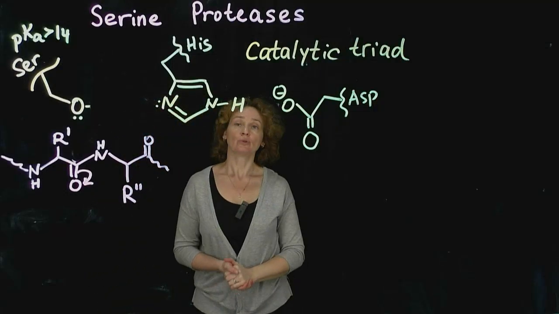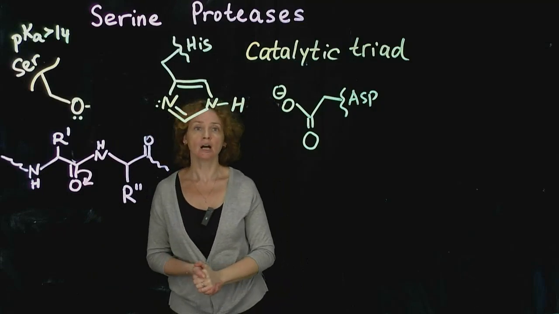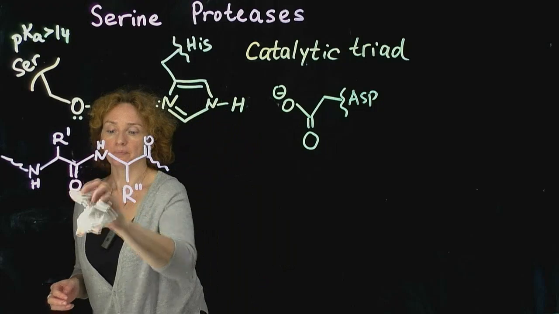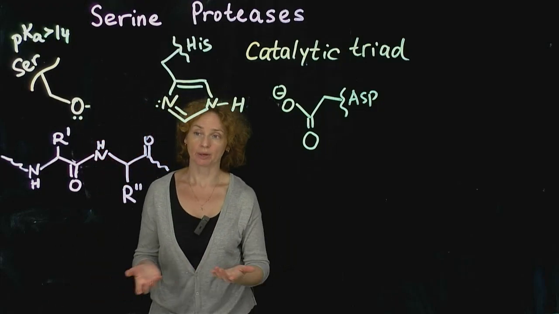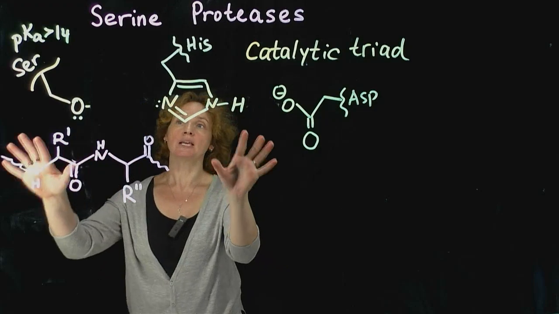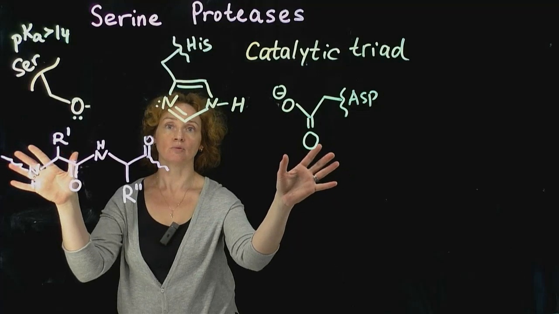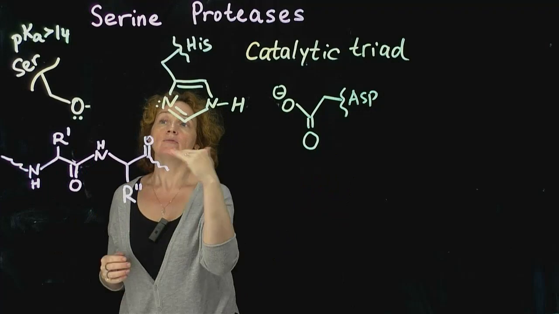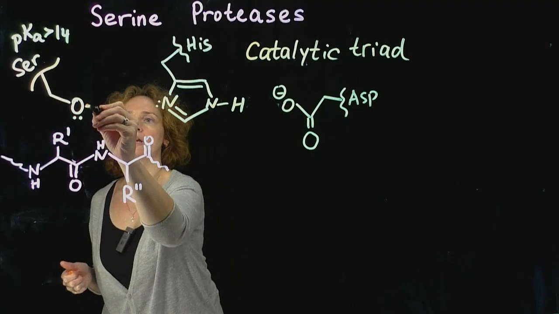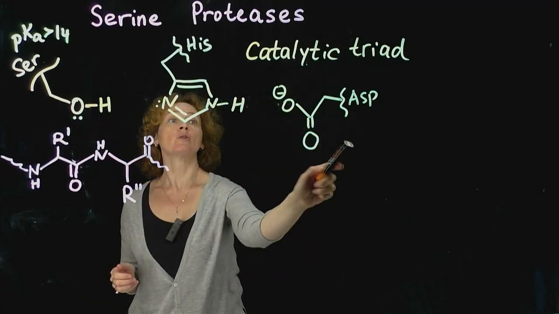In this video, we are going to talk about the mechanisms shared by all serine proteases. Serine proteases are enzymes that catalyze the hydrolysis of peptide bonds in proteins and peptides. All serine proteases share the same three amino acid residues in their catalytic or substrate binding sites. Those three amino acid residues are serine, histidine, and aspartic acid, and together they are called the catalytic triad. Serine is protonated at first.